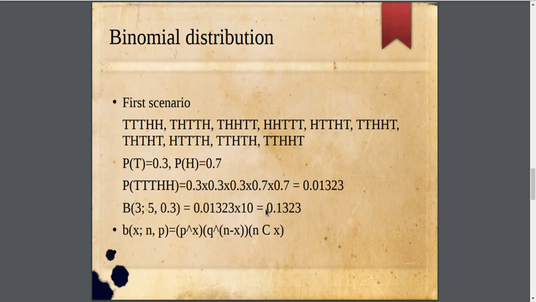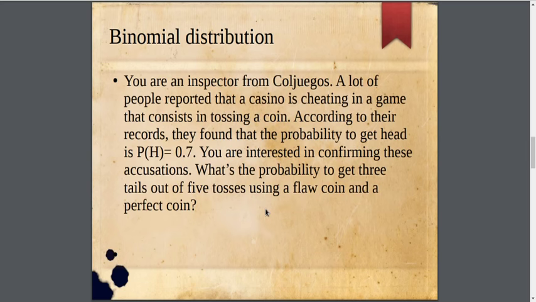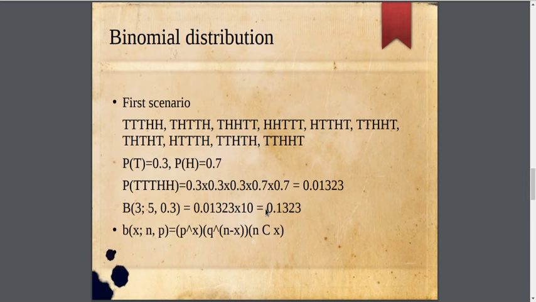And let's use the first scenario. In this scenario, the probability to get a head, as I mentioned before, is 0.7, and the probability to get a tail, which is our success in this case, is 0.3.